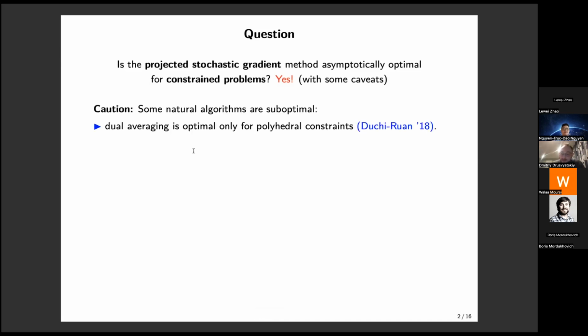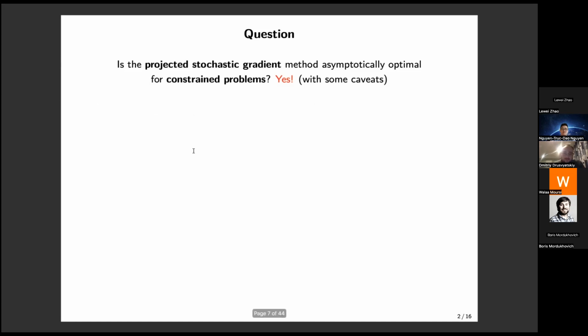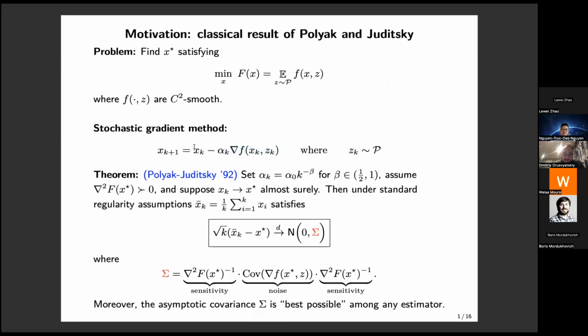Okay, so this is actually surprising, right? If you think about it, if you start projecting onto non-smooth sets, even a polyhedron, this process with the projection becomes non-smooth. It's not a smooth update anymore. And yet you will be able to show some asymptotic normality.